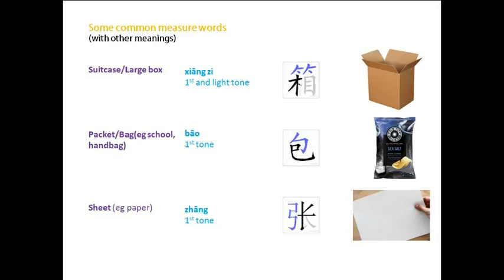箱子, the first and the light tone, typically means a suitcase or a large box. 箱子. 包, the first tone, means a packet or a bag that is enclosed, such as a school bag or a handbag. 包. And 张, the first tone, means sheet, such as a sheet of paper.